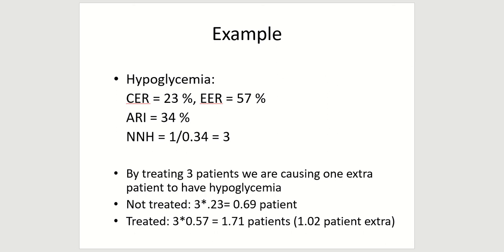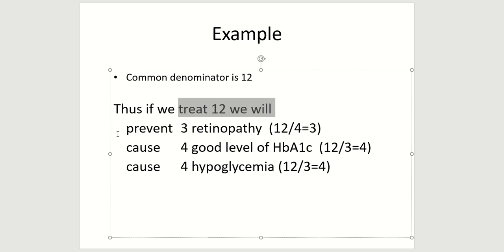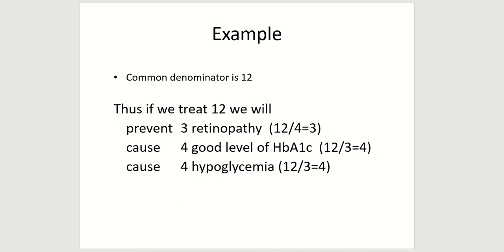All right. So to put everything together, since we got number needed to treat 4, 4, 3, or rather 4, 3, 3, if I pick a common denominator of 12, I can say if I were to treat 12, I will prevent 3 retinopathy. I will cause 4 good HbA1c level. However, I would also cause 4 hypoglycemia. And by looking at that, I can evaluate how good or bad my treatment is doing.